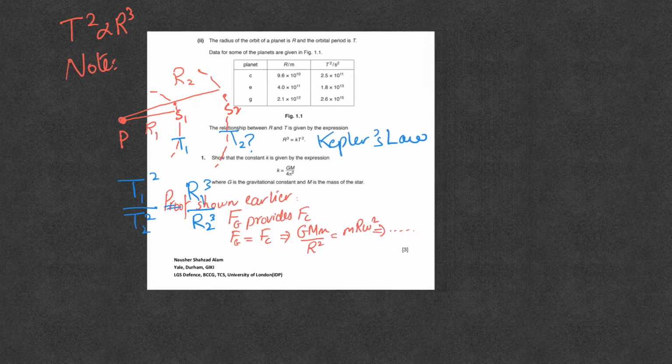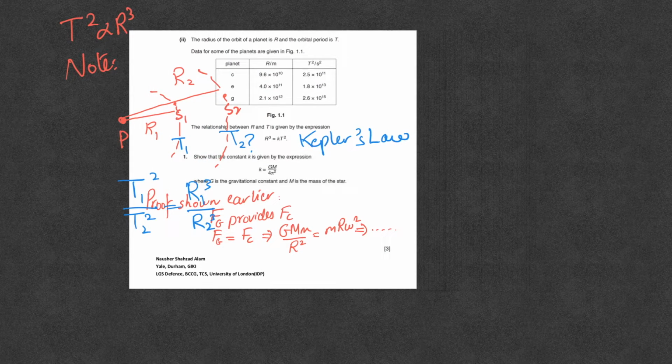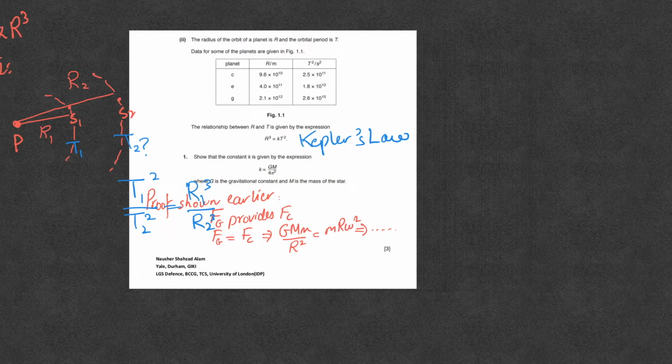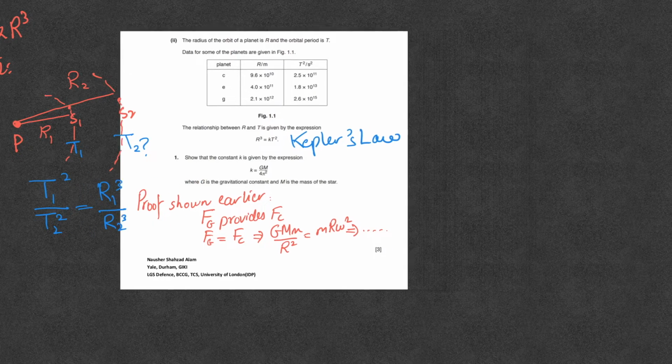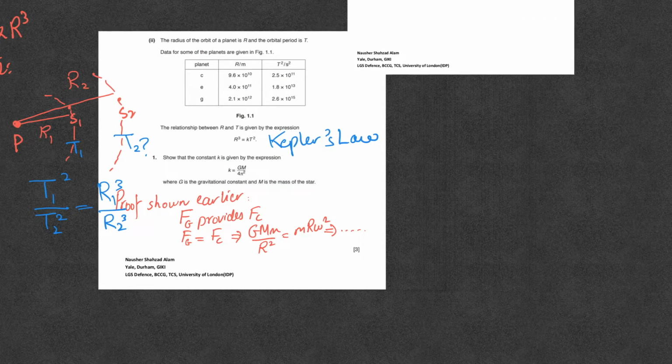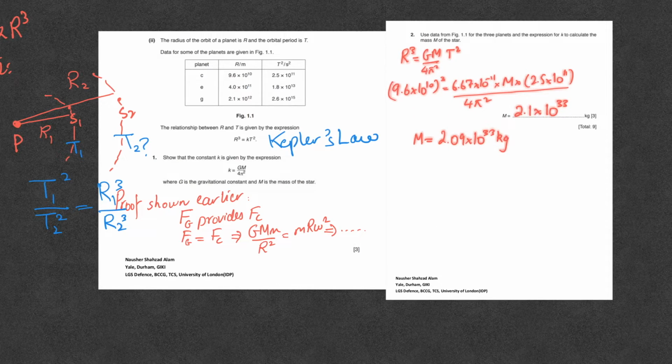Now, given this, what they ask you to do is, keeping this in front of you, prove something else, do something else. And here is the question. They say use data from this figure 1.1 for the 3 planets to calculate the mass of the star. Now, all of these planets have been orbiting another star, and you have to calculate the mass of the star now. So I just did the calculation for you.